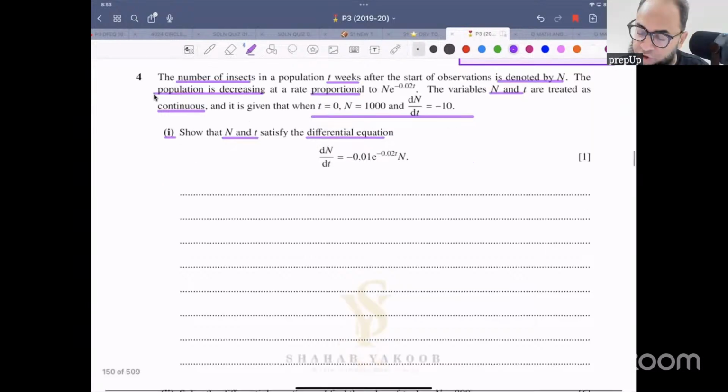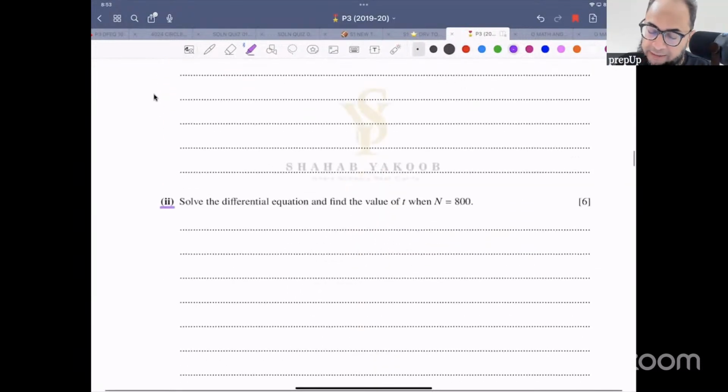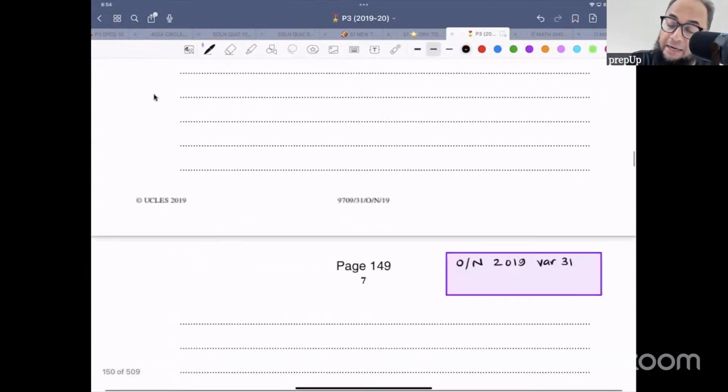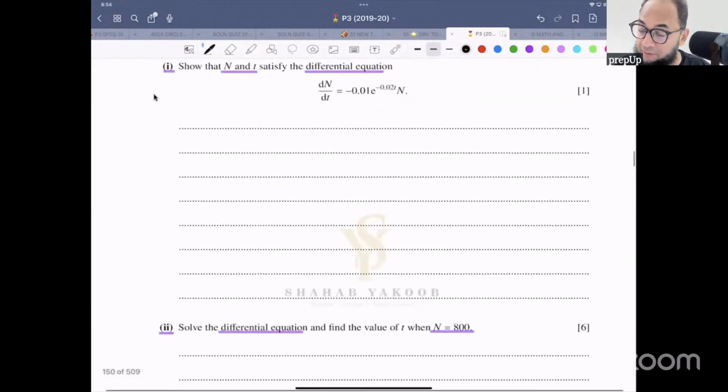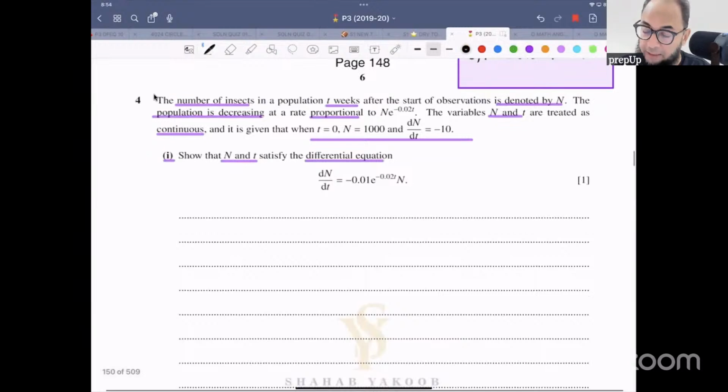The first part is the differential equation. Second part, solve the differential equation. Find the value of t when N is 800. So they are not asking us to make N the subject, maybe in the third part. Okay, so let's get started with this.